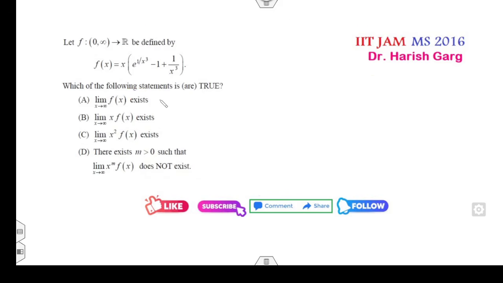Look at the next one. Your target is to find the limit as x approaches infinity. And you can see once x approaches infinity, 1 over x will go to 0.